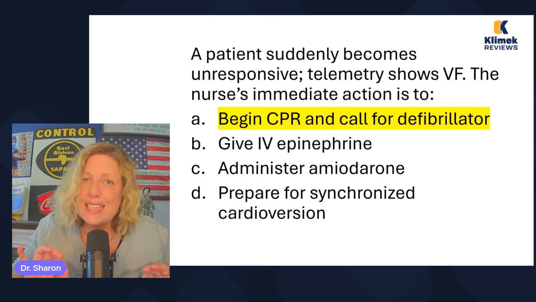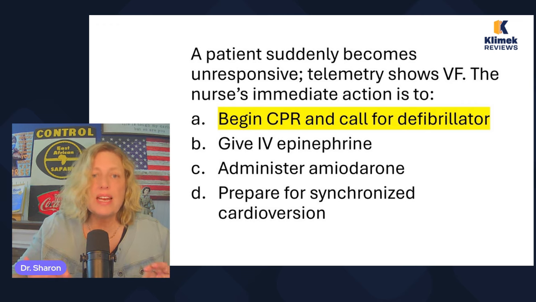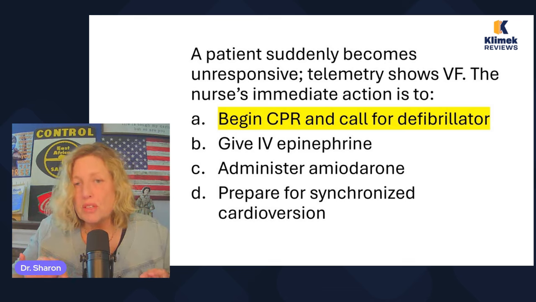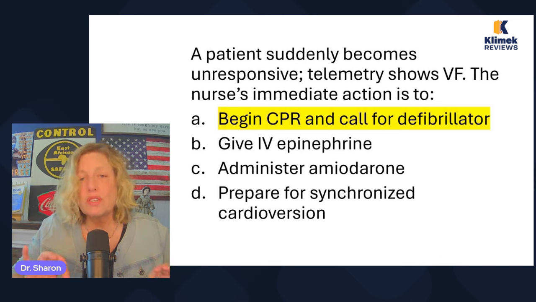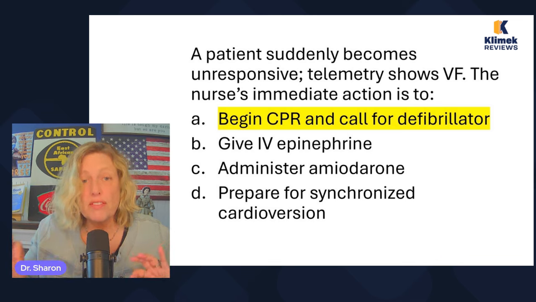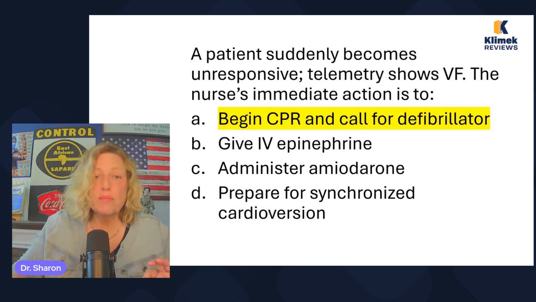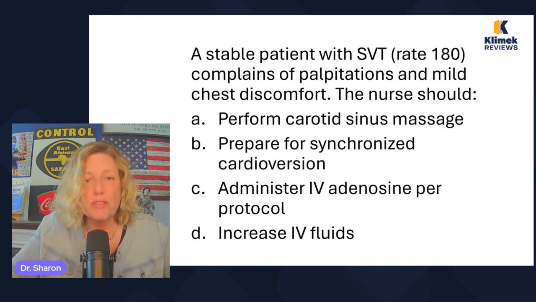If it was asystole, I would not defib. You don't defib asystole, you give epinephrine. So if they said becomes unresponsive and the telemetry shows asystole, I would begin CPR and give IV epinephrine. But in this case, they're unresponsive and the telemetry shows VFib. So I'm going to begin CPR and call for defibrillator.